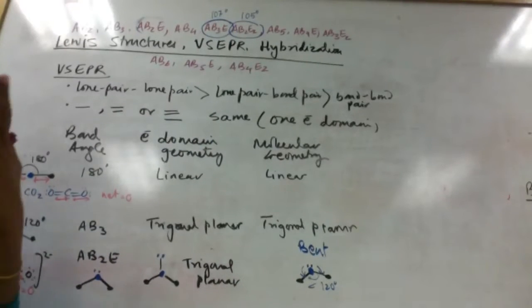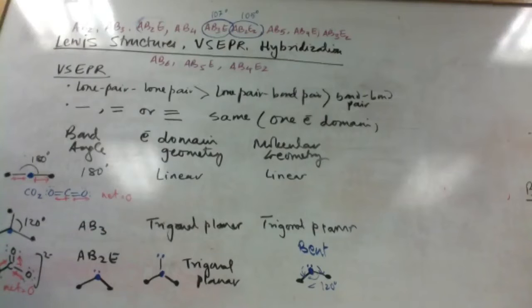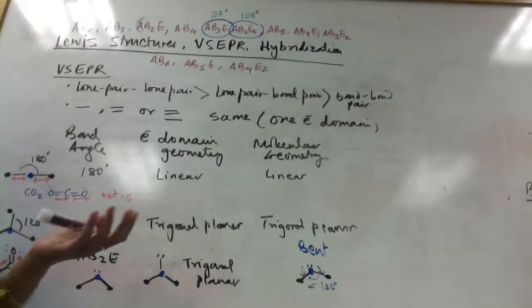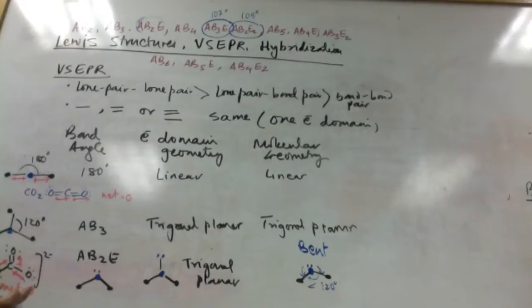And guys, this 3D geometry impacts the polarity of the molecule. For example, this molecule would be nonpolar, but if you replace it with a lone pair of electrons, it becomes polar.